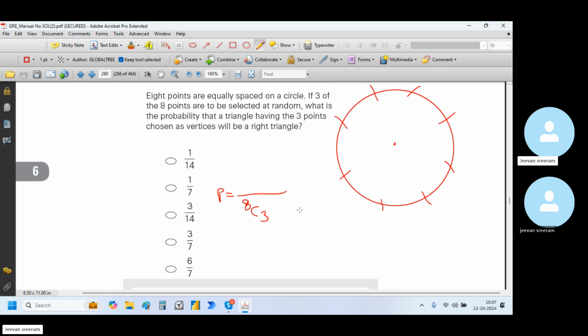What's the probability that a triangle having the 3 points chosen as vertices will be a right triangle? Okay, so the 3 points must be selected, but making use of the 3 points, a right triangle must be formed. The 3 points must be selected in a way that can create a right triangle. So that only happens if you draw, for example, let me number them for better understanding. Then we will write the combinations.